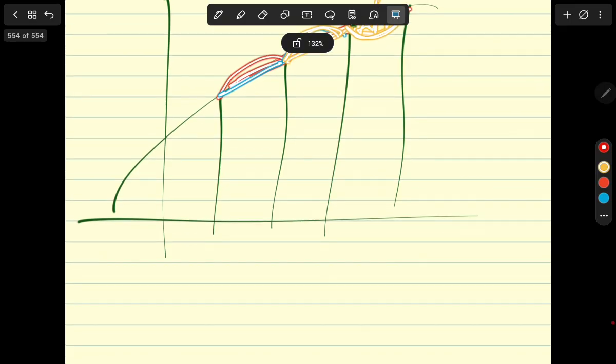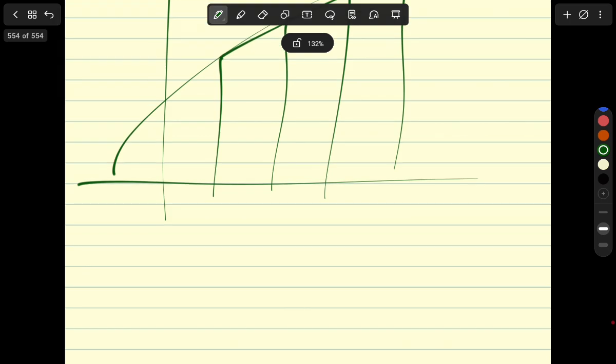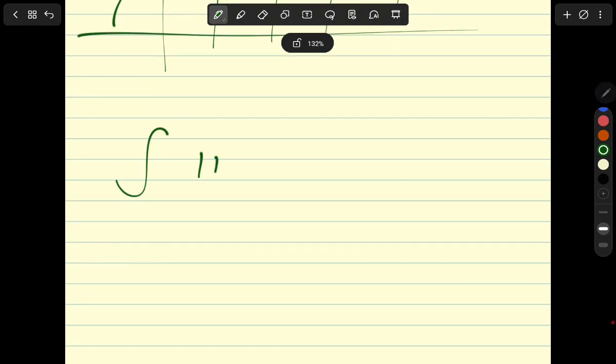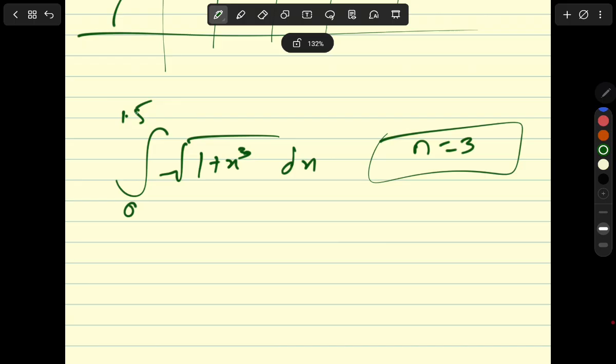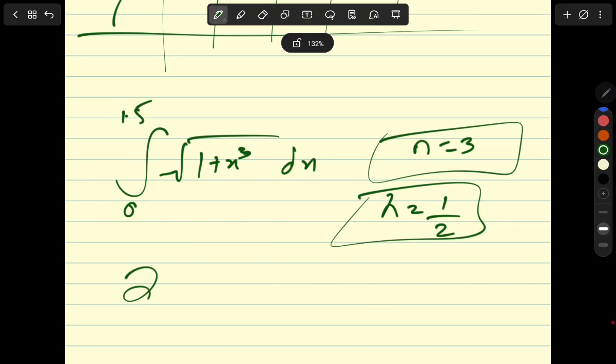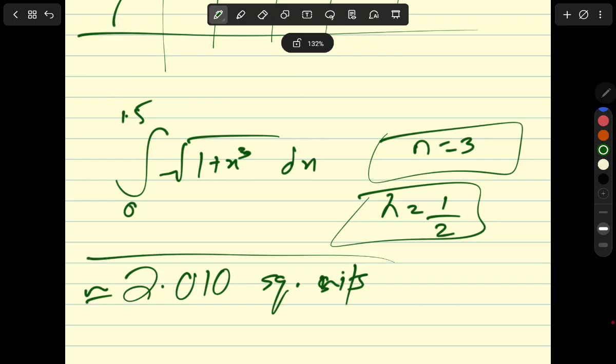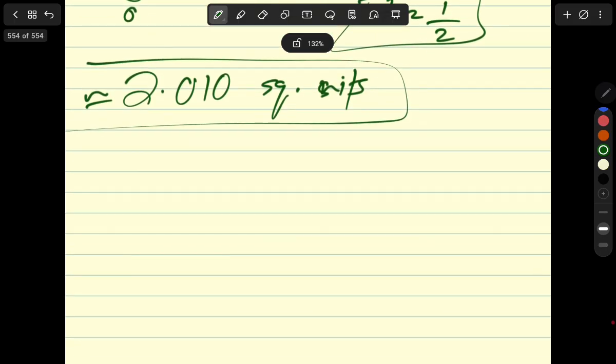Now, you may get something like this in your exam: the integral of 1 plus x cube, x cube dx between 0 and 1.5, and you are going to take 3 intervals, right? I'm not going to solve it. So between 0 and 1.5, the h is going to be half, right? And then you are going to do it, leave your answer. I will check, and you can check the answer. I solved it, this must be equal to 2.01 squared units. If you're getting the right answer, comment your answer in the comment section.